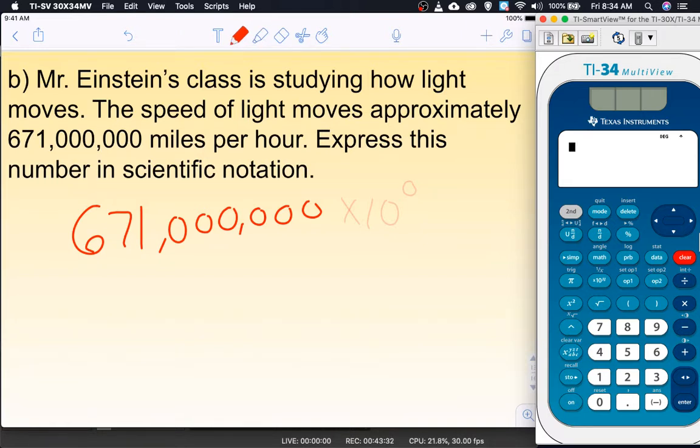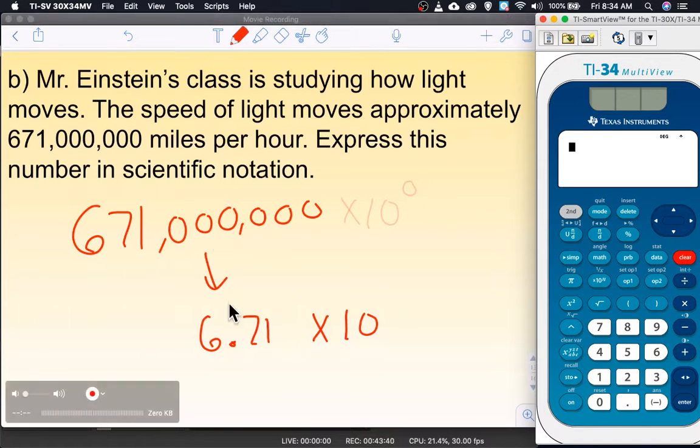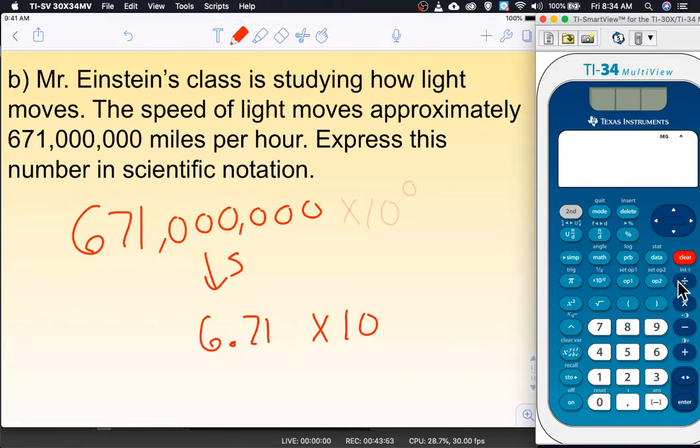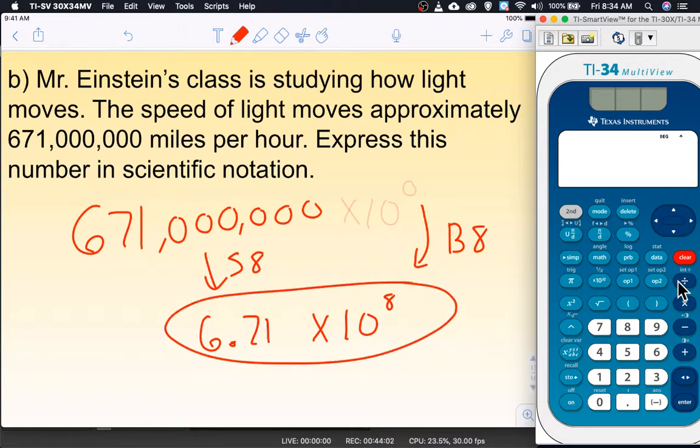I'm going to say, okay, I know this needs to become a 6.71 times by 10. My decimal piece here is getting smaller from 671 down to 6.71. Smaller by 1, 2, 3, 4, 5, 6, 7, 8 places, which means my exponent is going to get bigger by 8 places. Miles per hour. So that is the speed of light in miles per hour in scientific notation.